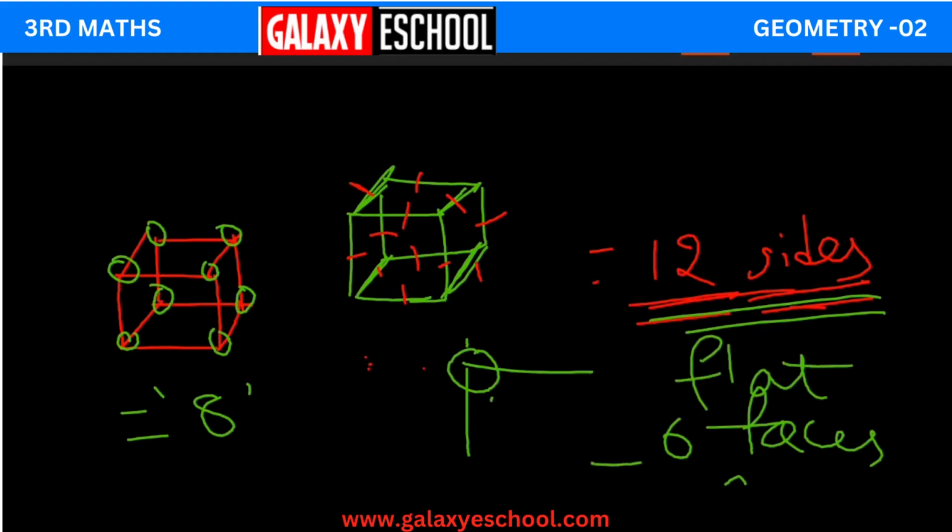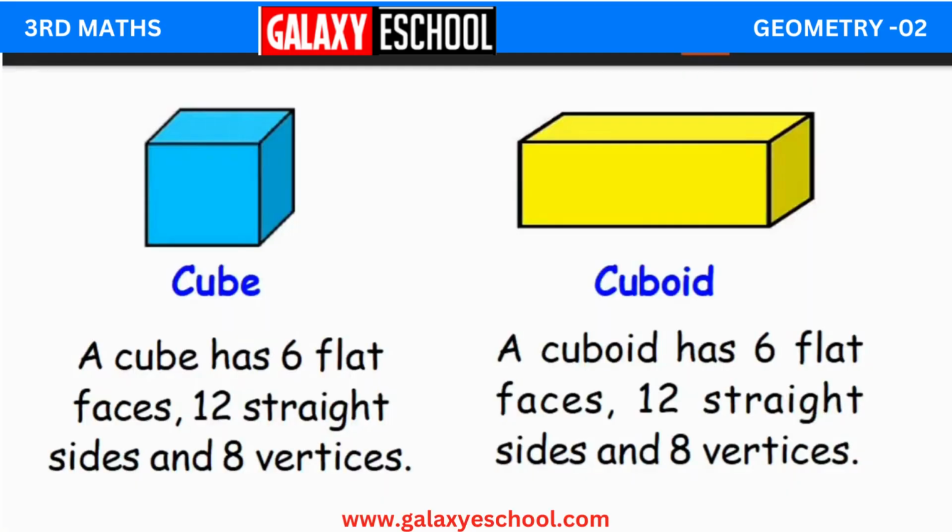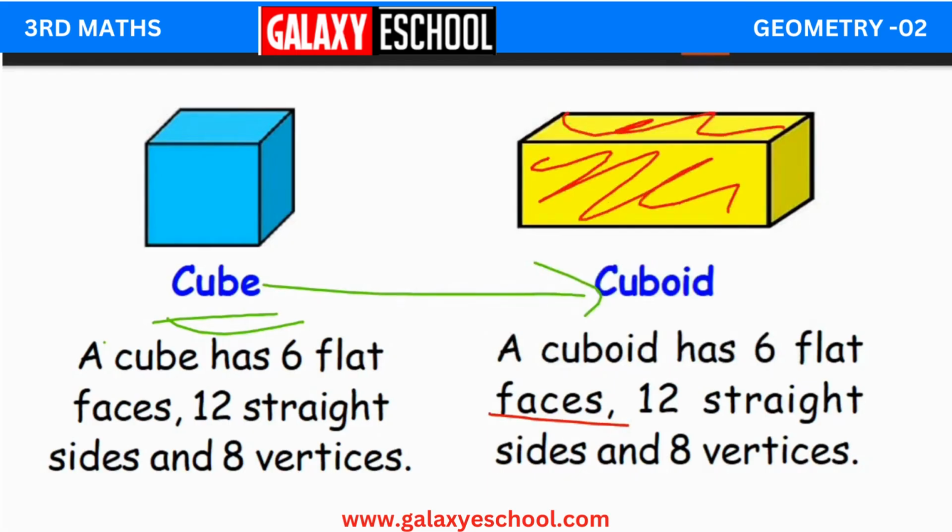A cube has 6 flat faces, 12 sides, and 8 vertices. If you remember these properties of a cube, even the cuboid has the same properties. For example, let us look at the number of faces that our cuboid has. It has 1, 2, 3, one below, one to the side, and one to the back side.